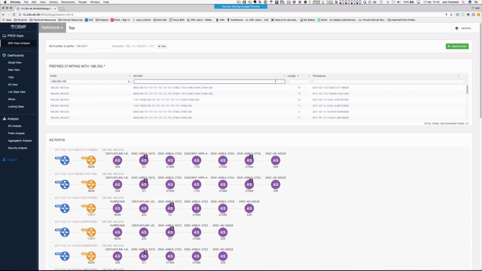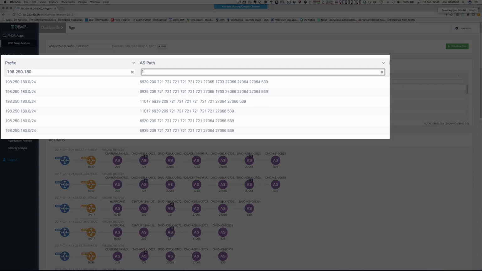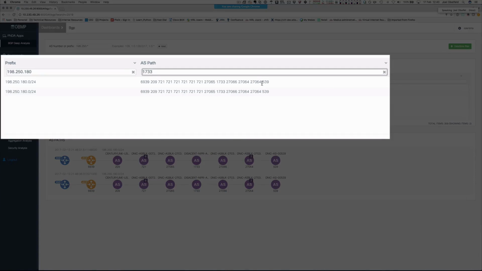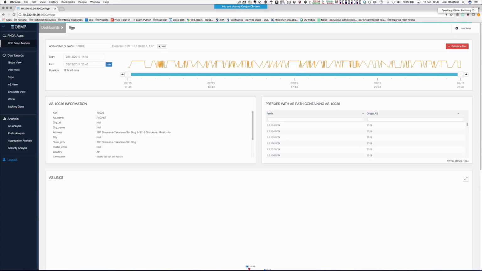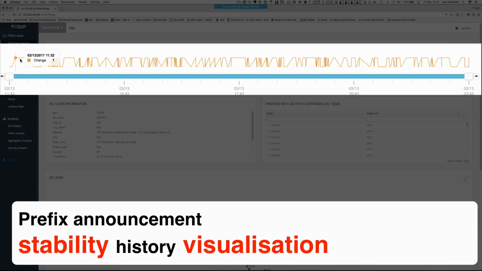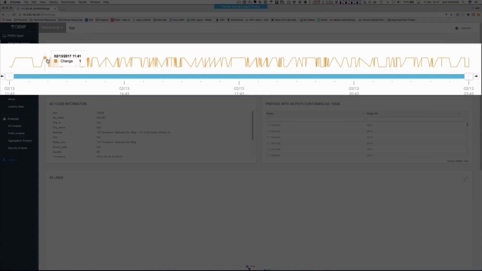I can further refine my search by putting a particular AS of interest into the filter, and then we're only presented with those paths where that AS is present. In this last view, we're able to look at the behavior of a particular prefix in a particular time period, using our analytics capabilities to observe its changes.